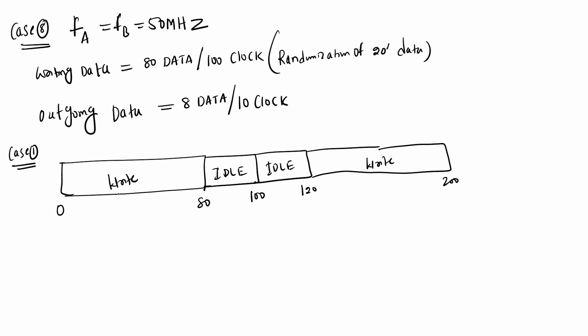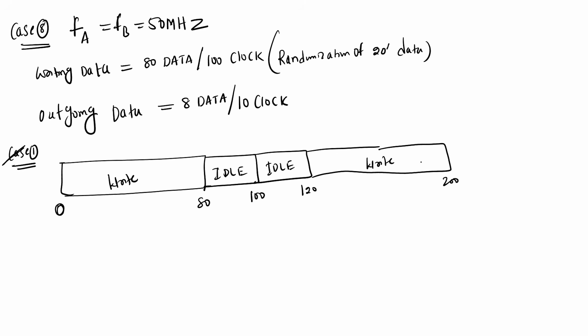So this case 1 is inside the case 8. Inside the case 8, different cases will be there. That's what I am explaining. So naturally it should be write, idle, likewise only. Writing is happening for 80 cycles, and 20 cycles it will be idle. Again the next 20 cycles it will be idle. Again the next write operation is happening. Is it fine?